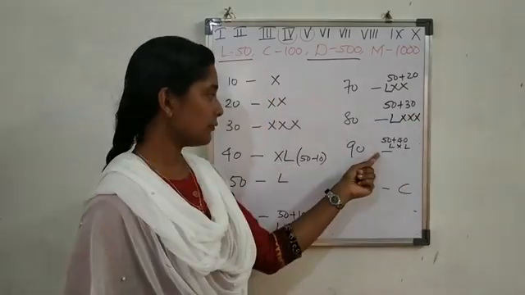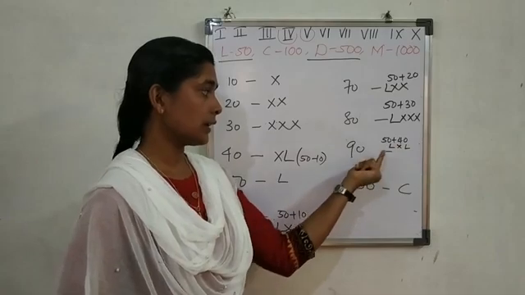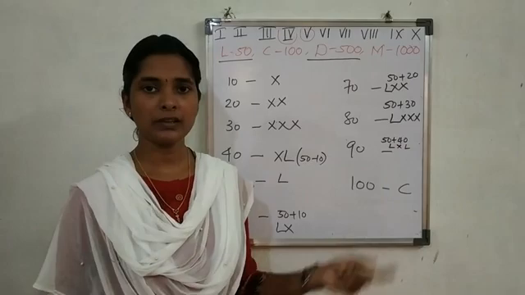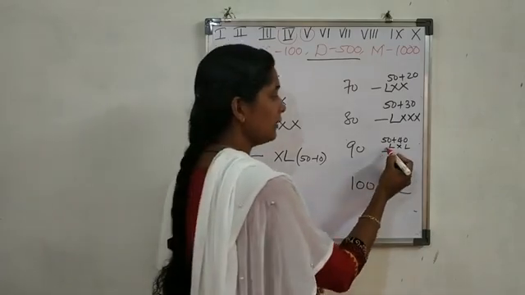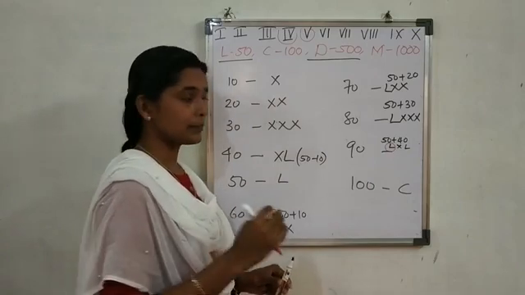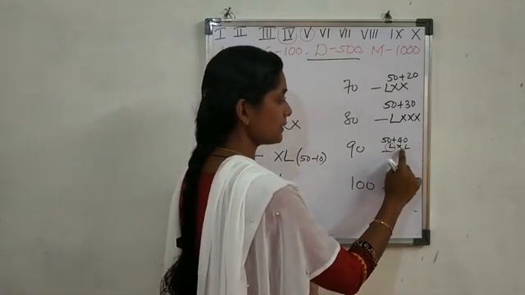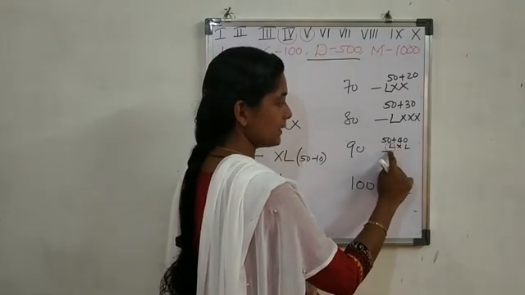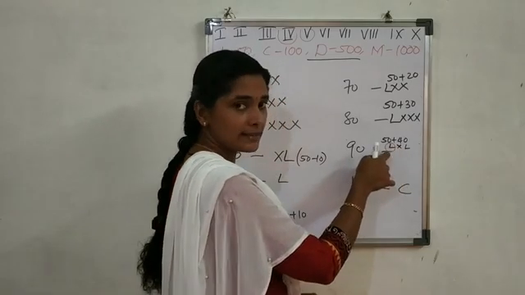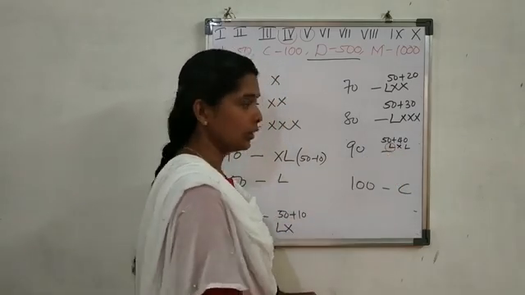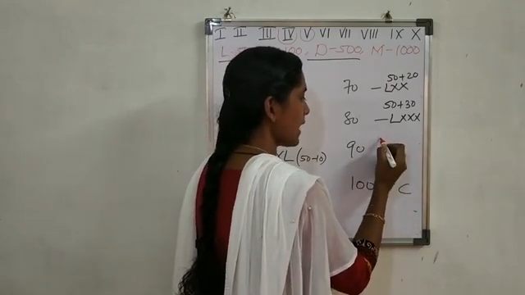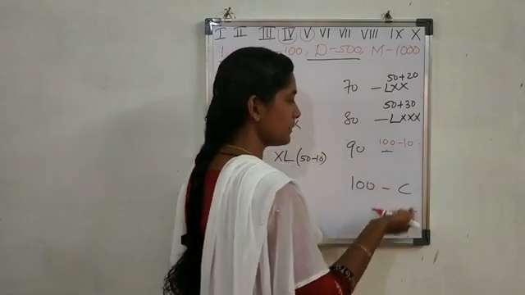Then 90 is 50 plus 40? We can write 50 as L, and 40 as XL. Is it true? This L we can't subtract from any symbol. Here X is the smallest one and L is written on the left side. That means we have to subtract L from X, 10 minus 50. That we can't do. Therefore, this 90 we have to write as 100 minus 10.